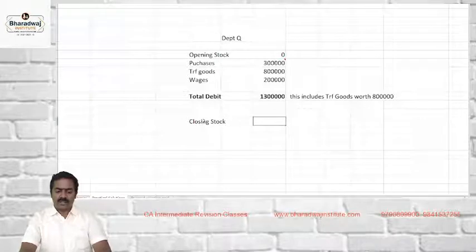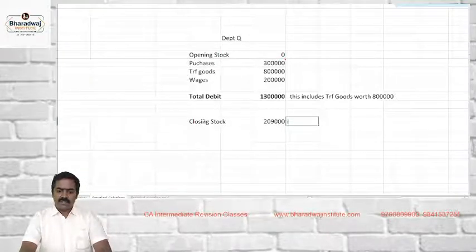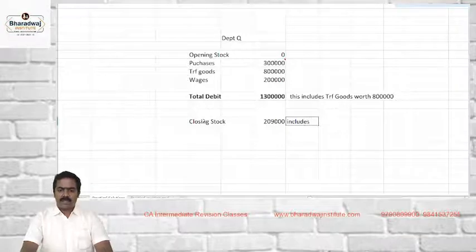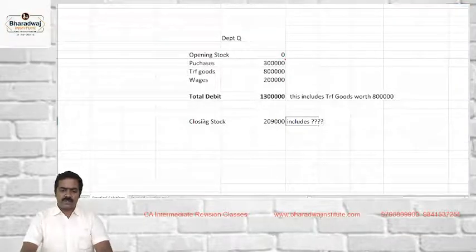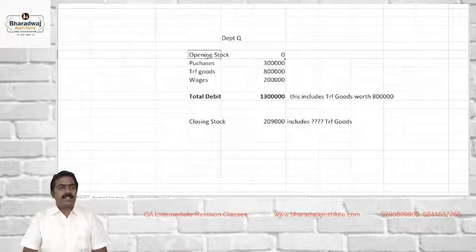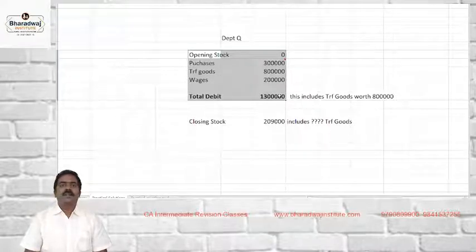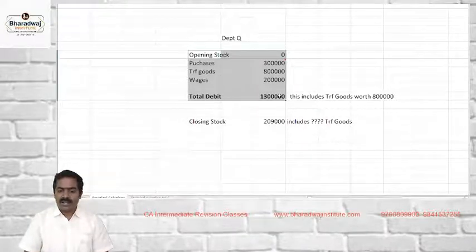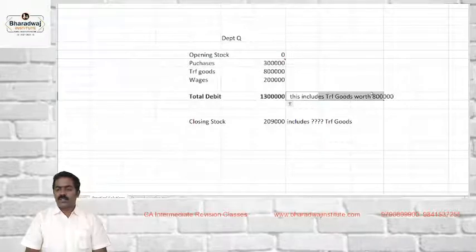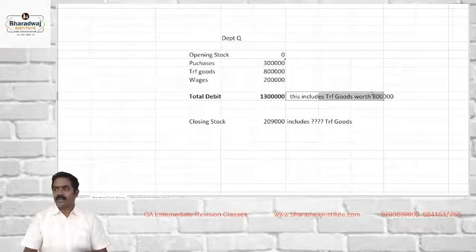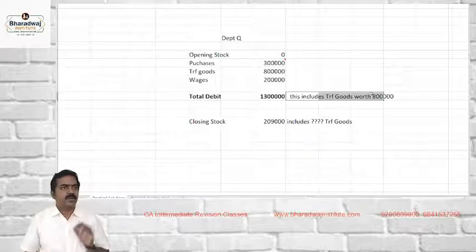Total how much? 2 lakh 9,000. It includes how much of transferred goods? Do you understand? In the debit side, you find the opening stock, purchases, transferred goods, wages. What is the total? 13 lakhs. This total debit includes transferred goods worth how much?